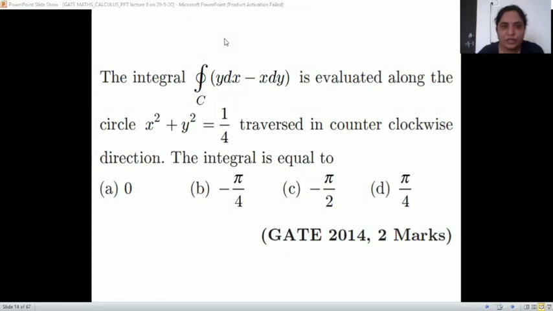That is, we will get minus 1, that is minus 2 double integration dx dy. Minus 2 into area of the circle. What is the area of the given circle? Circle is x square plus y square is equal to (1/2) square. So its area is.